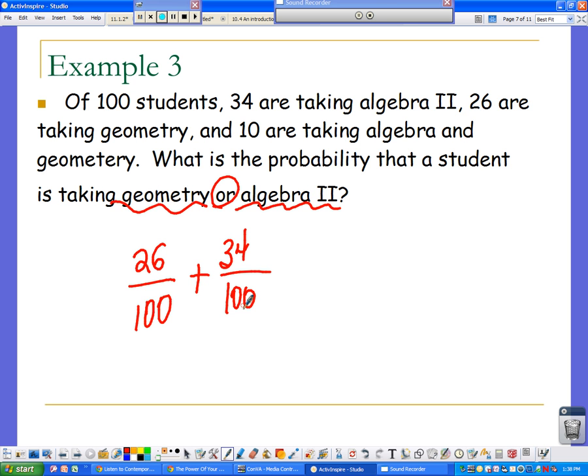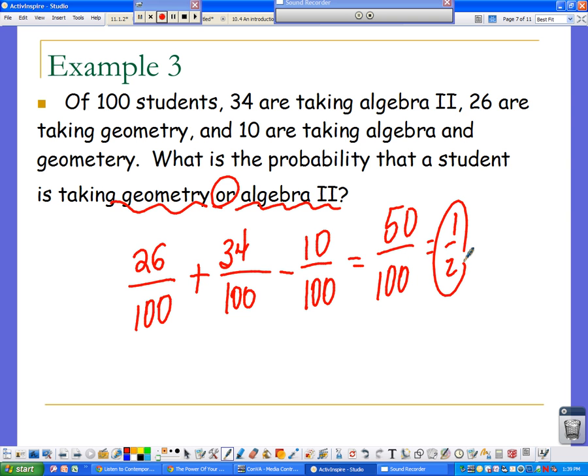And then you still have to ask the same question, because could a student take both Geometry and Algebra 2? And the answer is yes. And in this case, we have 10 of them. So we need to subtract off the 10. So 26 plus 34 gives us 60, minus the 10, and we end up with 50 out of 100, or 1/2.